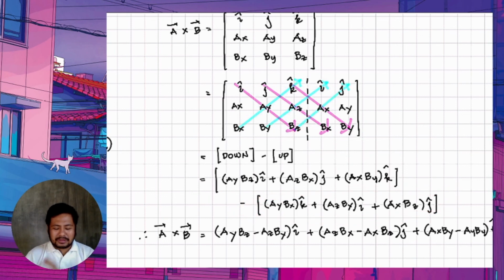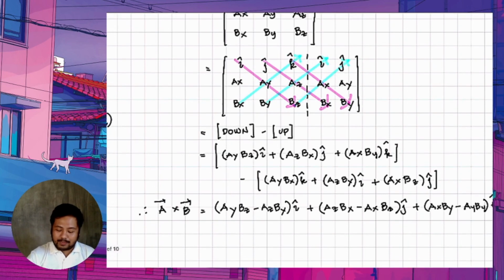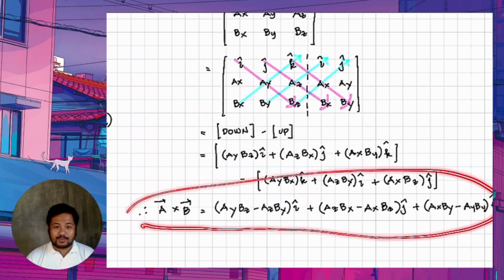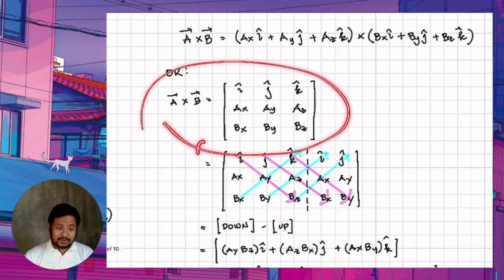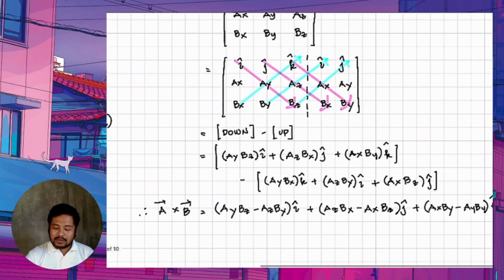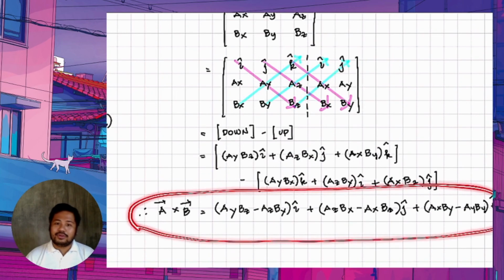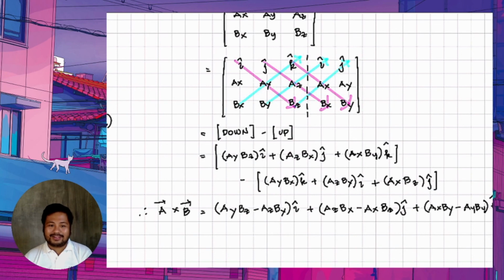And then simplify this one, combine like terms, combine all the i hats, the j hats, and then the k hats. We are left with this one. This is the simplified version. See, just by doing this matrix, we could actually get the component method of the cross product. Okay?